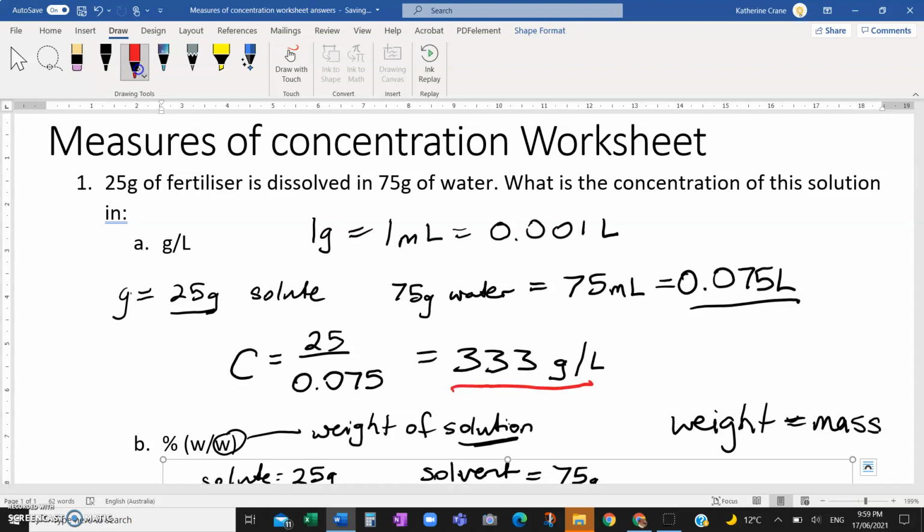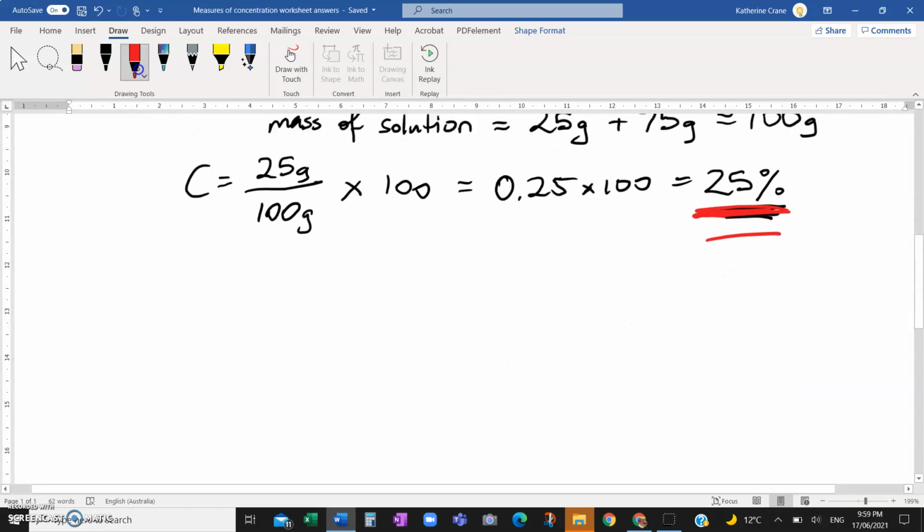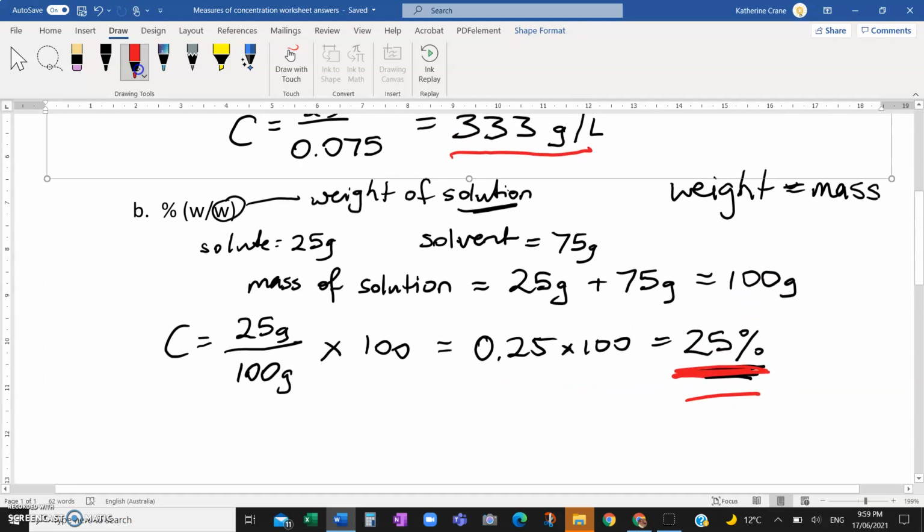So you'll notice that the 25 grams of fertilizer in water is equal to 333 grams per litre. But if we go down and we look at it as a percentage, weight per weight, it's only 25%. Okay, so they're comparing the different examples of how to calculate these.